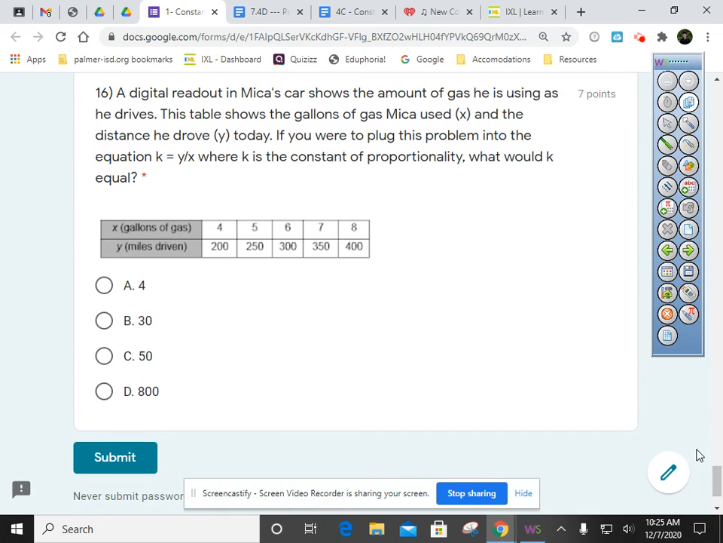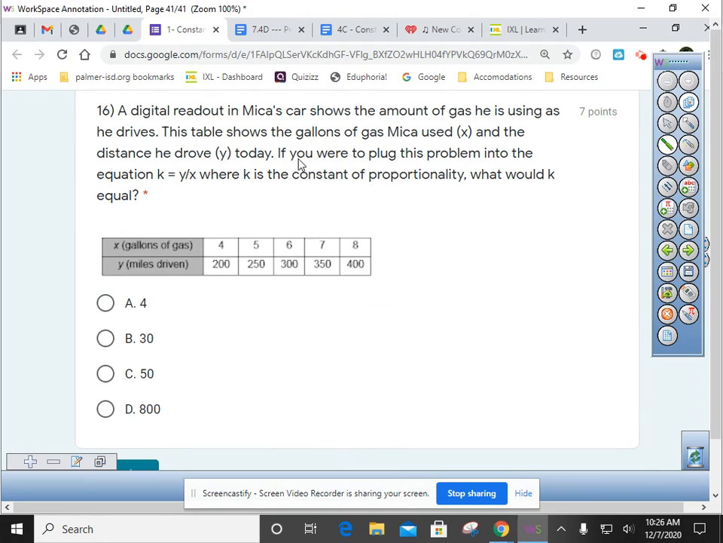And the last one, a digital readout in Micah's car shows the amount of gas he is using as he drives. The table shows the gallons of gas Micah used, X, and the distance he drove, Y, today. If you were to plug this problem into the equation K equals Y divided by X, where K is the constant of proportionality, what would K equal? It's asking for what? Write the formula, fill it in, solve it.